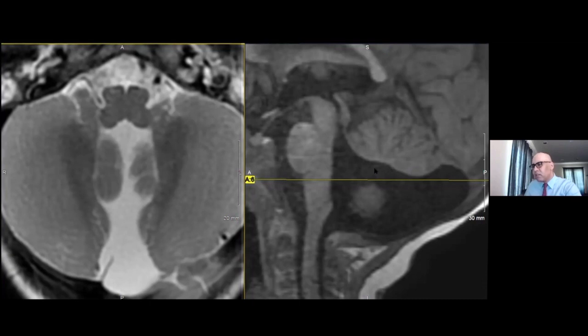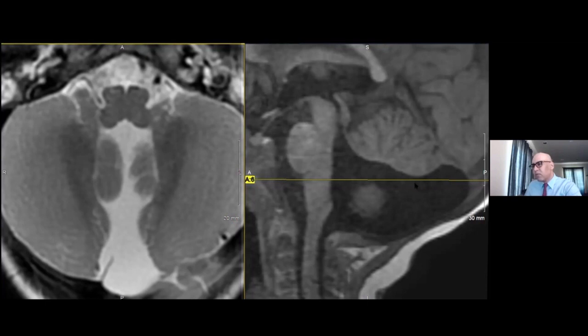Now, this is considered to be in the Dandy-Walker spectrum of malformations. This is not a classic Dandy-Walker malformation where the posterior fossa is markedly dilated, where there is more severe hypoplasia of the cerebellar vermis and more uplifting of the cerebellar vermis. So this is a moderate severity Dandy-Walker spectrum malformation.